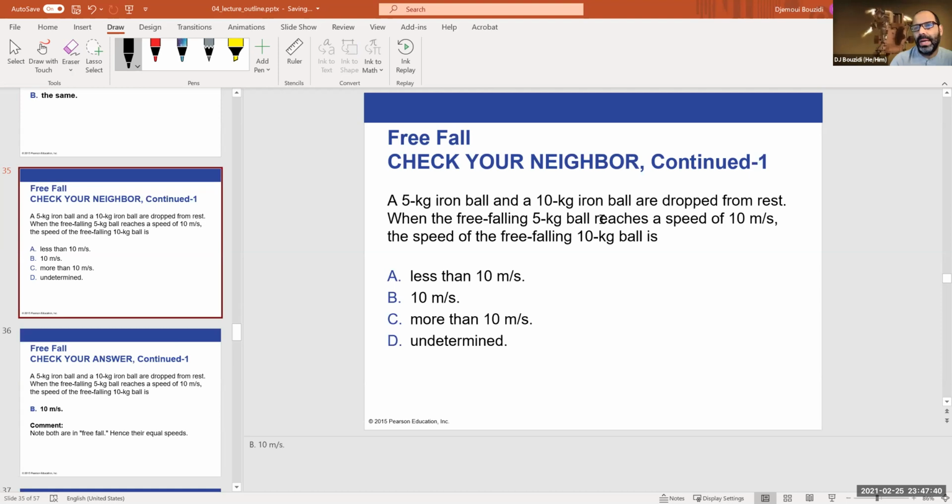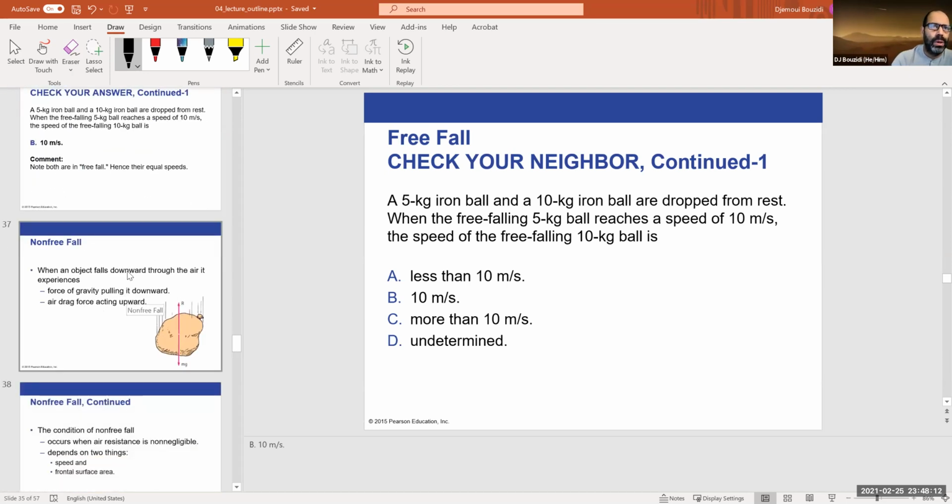Okay, a 5 kilogram ball and a 10 kilogram ball are dropped from rest. When the free falling 5 kilogram ball reaches a speed of 10 meters per second, the speed of the free falling 10 kilogram ball is going to be also 10 meters per second, because the acceleration is the same. It doesn't matter how big the object is or how small it is, or how much mass it has, because the force will just double with doubling the mass. And since the ratio of the force over the mass is the same, g, they will accelerate the same, okay?